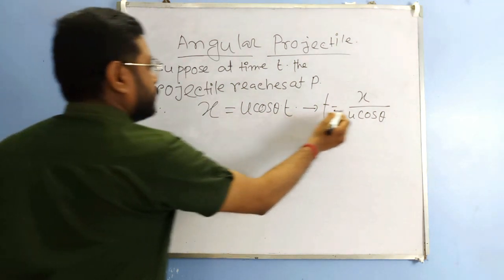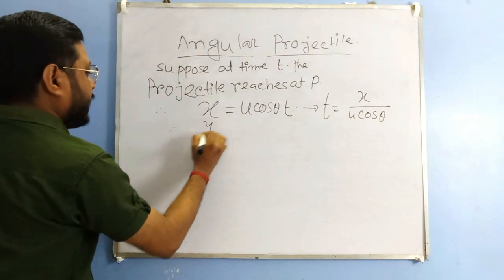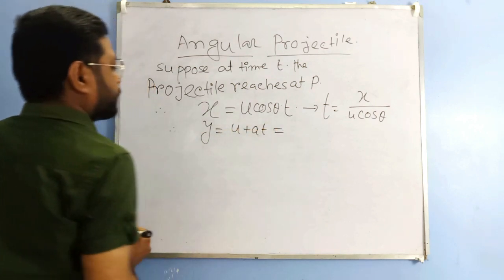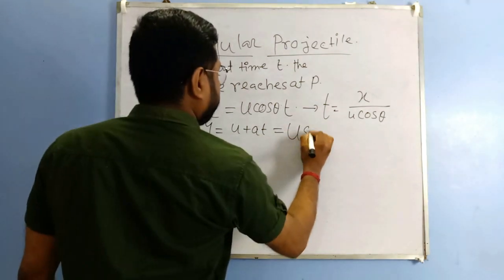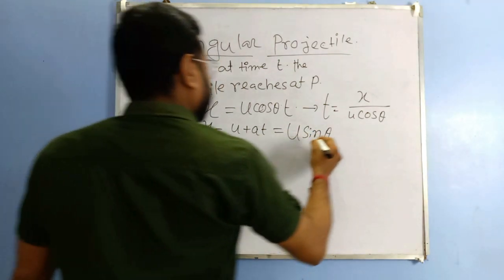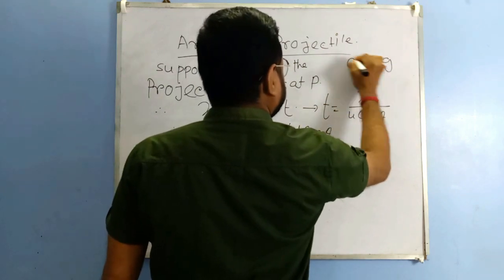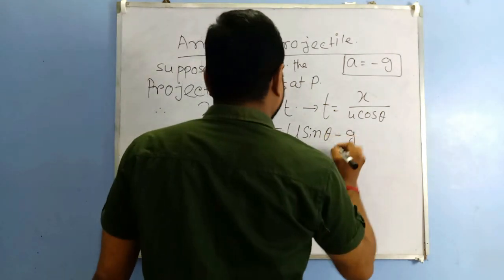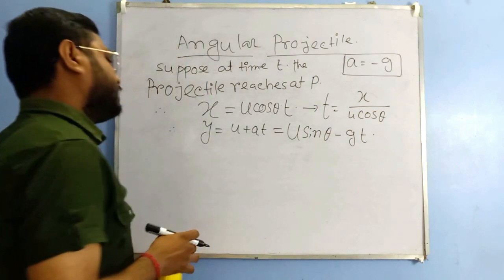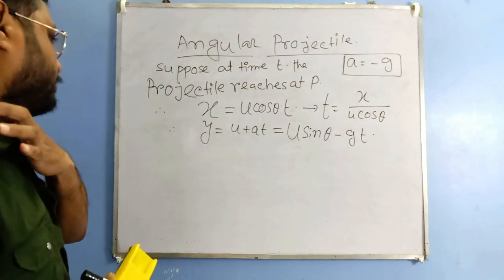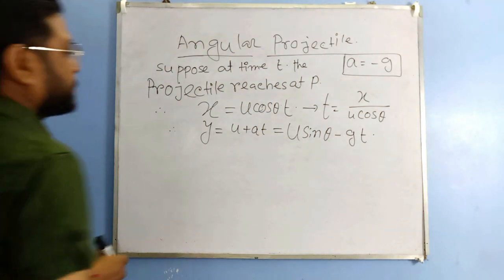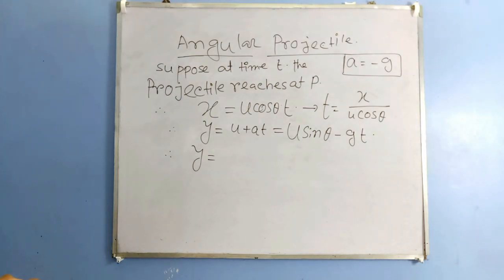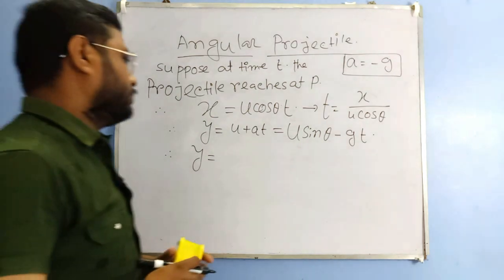So x equals u cos theta into t, and the vertical distance y is given by the equation v equals u plus at, where u means u sin theta, and a is equal to minus g. It can be remembered, a equals minus g. So v equals u sin theta minus g into t. Now y equals, we can get, u sin theta minus gt.